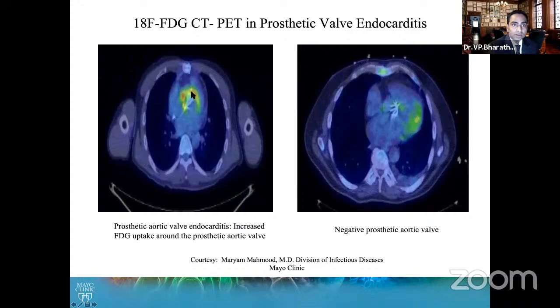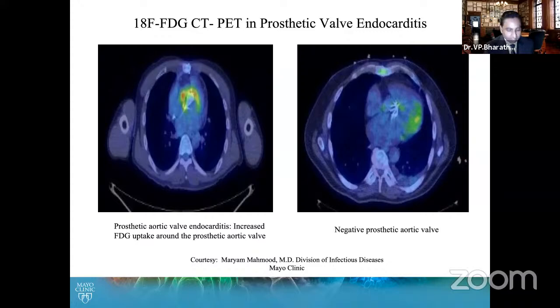Here you can see on the left, there is a focal and heterogeneous uptake around the prosthetic valve, and it is usually around the annulus. On the right, you have a prosthetic valve, but there is no uptake, so that's negative for endocarditis. Another thing to mention, why PET CT is more useful in prosthetic valves, is that in a prosthetic valve, the infection is in the interface between the prosthetic valve annulus and the endocardium. On the other hand, in a native valve, the infection mainly starts along the line of valve closure. So the PET CT won't be able to sensitively pick that up.